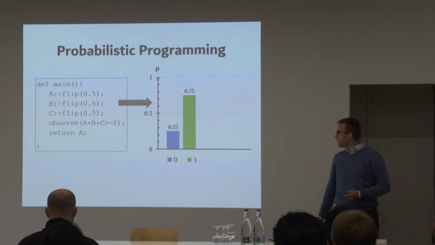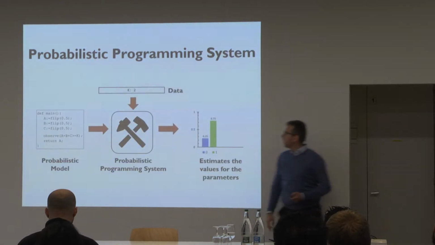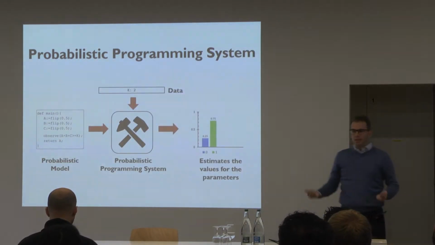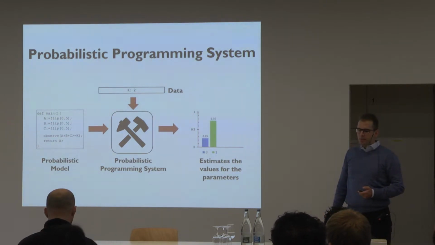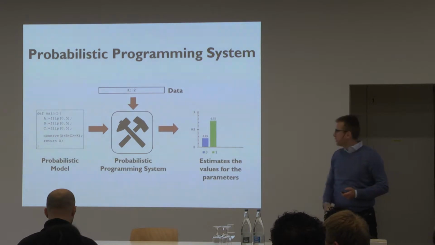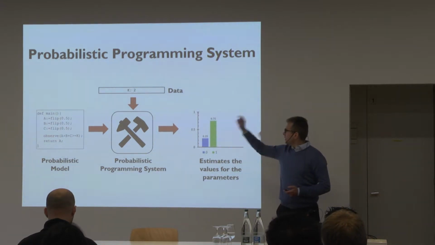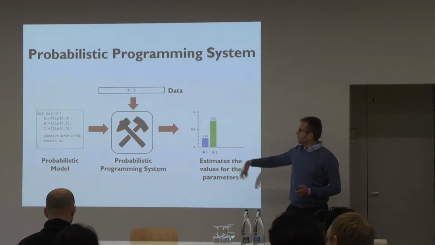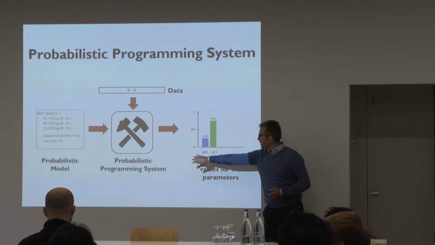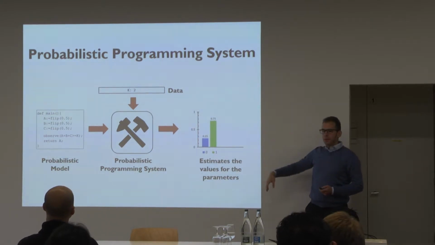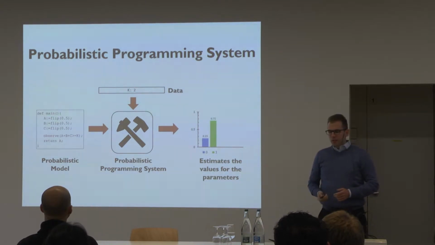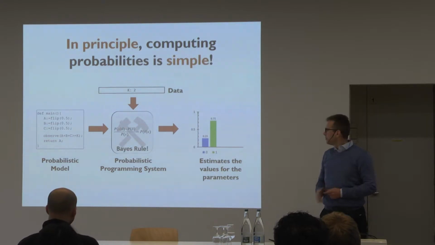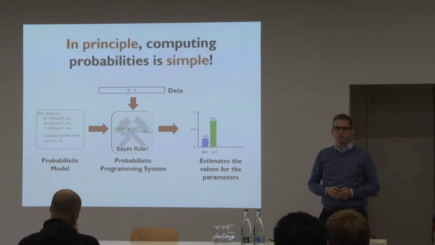And so far, you know, this looks like a trivial task. However, when we think about implementations, there is typically a probabilistic programming system that lies in between the probabilistic model and the result we want. So the typical setup is there's a model, there's some observations that at least 2 coins resulted in a head, and there may usually be some parameters of the system, and finally we get estimates for the values of the parameters as our results, right? So in principle, computing probabilities is simple. We just apply Bayes' rule, and we get what we want.